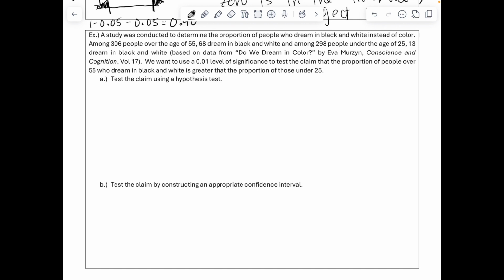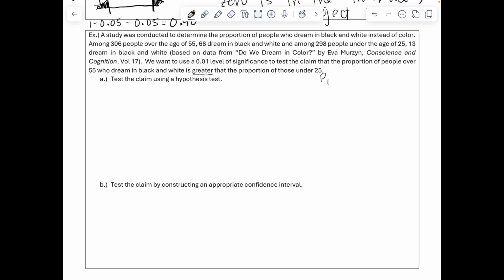And this is based on a study that was done. And it says we want to use a 0.1 significance level and to test the claim that the proportions of people over 55 who dream in black and white is greater than the proportions of those under 25. So notice it does say greater than, so we know that we'll probably be dealing with a right-tailed test depending on how we set this up. So make sure that you label your two groups.